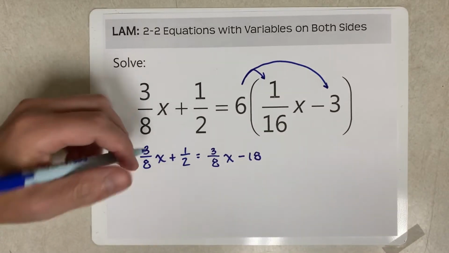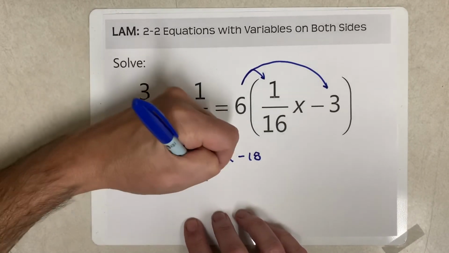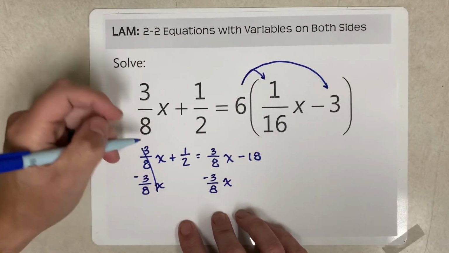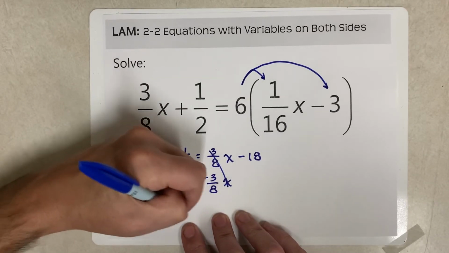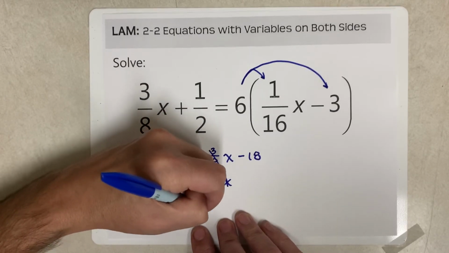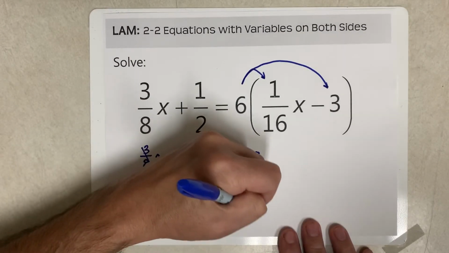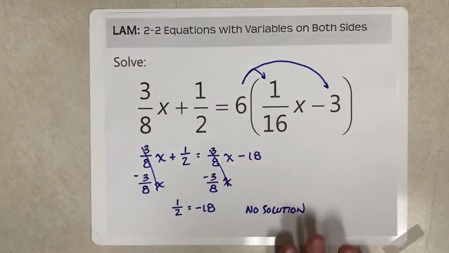All right, if I subtract 3/8 x on both sides, and some of you may already be looking at this saying, I know what's going to happen. Both of them cancel out, and I now have 1/2 is equal to -18. That is a false statement, and since that's a false statement, there is no solution to that one.